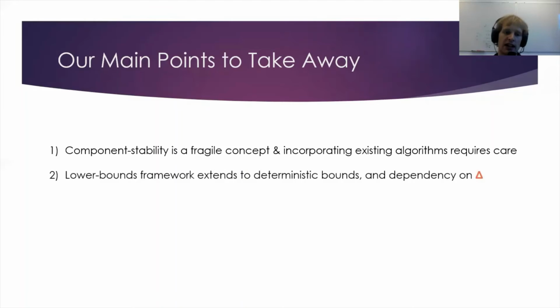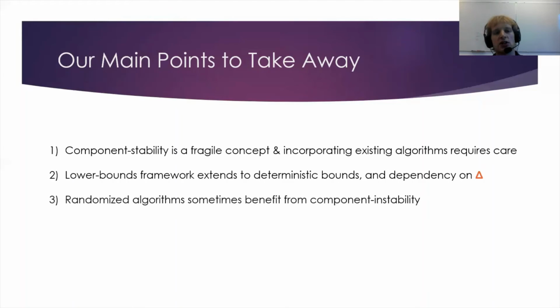The second thing is that the framework of GKU can be extended not just to randomized algorithms that depend on n, but also to deterministic lower bounds and lower bounds that have dependency on the maximum degree delta as well as n. And that actually covers most local lower bounds. So we can extend it basically to be able to lift almost any local lower bound to MPC.